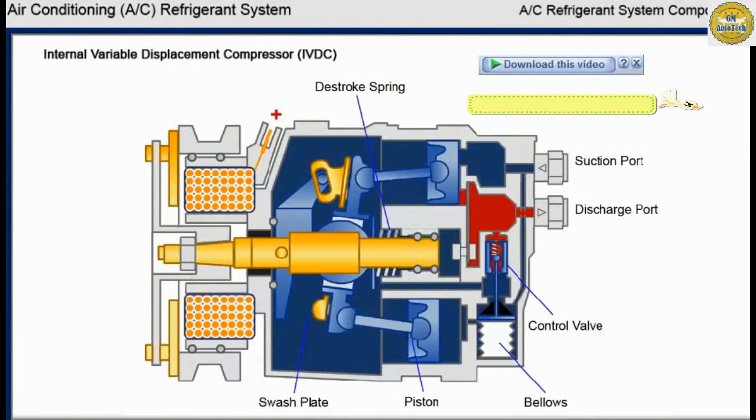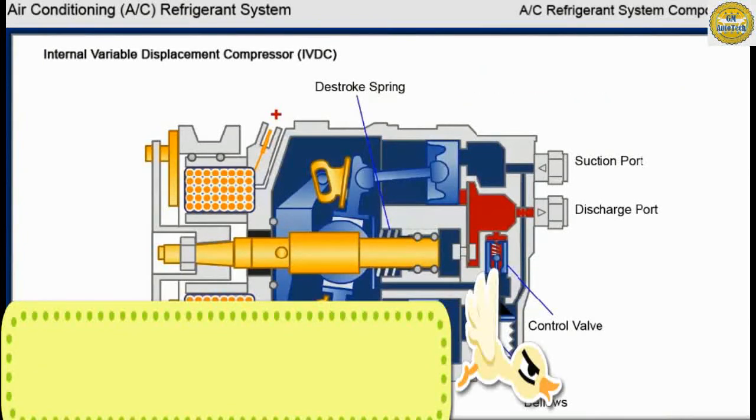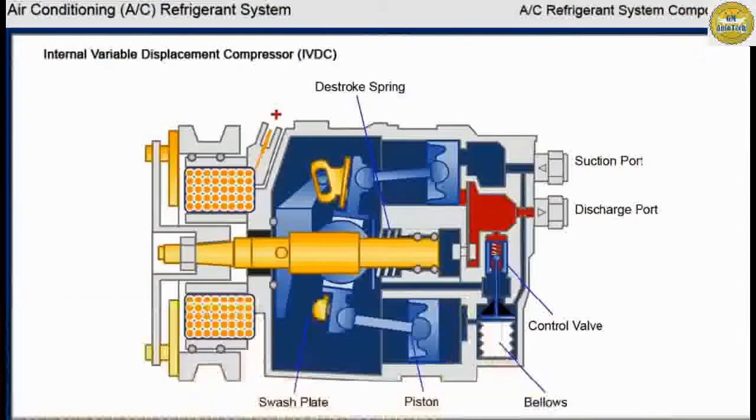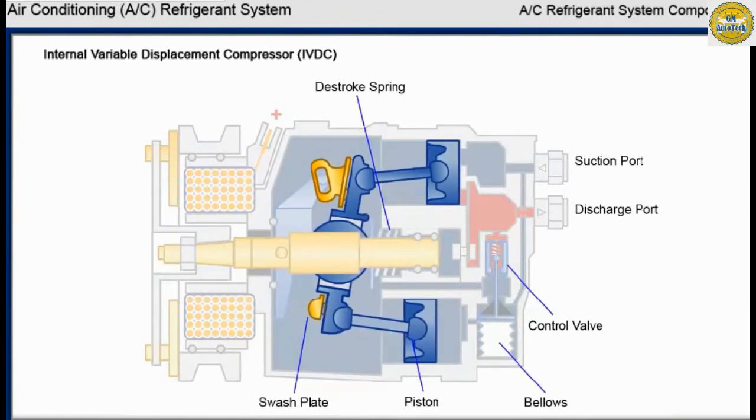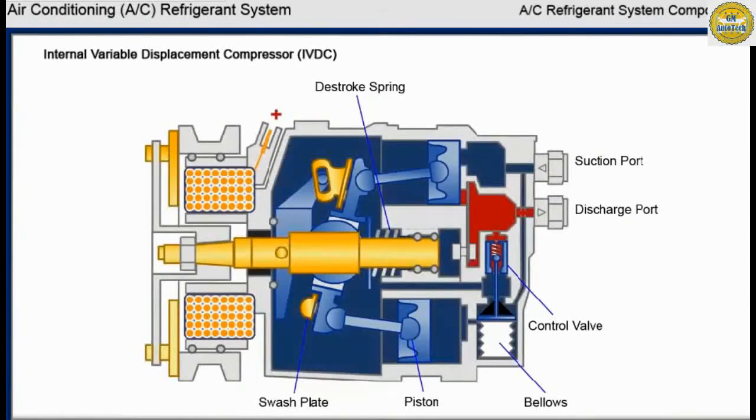The internal variable displacement compressor, or IVDC, uses an internal pneumatic control valve with a bellows. Variable displacement is achieved by the amount of pressure on the head of the pistons versus the crankcase pressure applied to the back of the pistons. The control valve changes the crankcase pressure based on evaporator heat load.